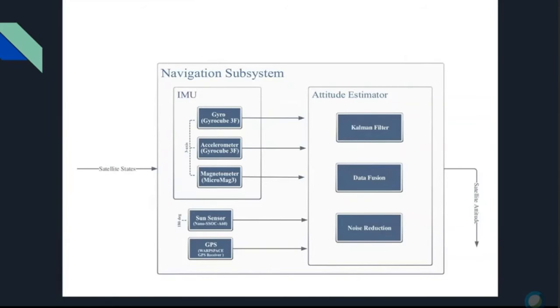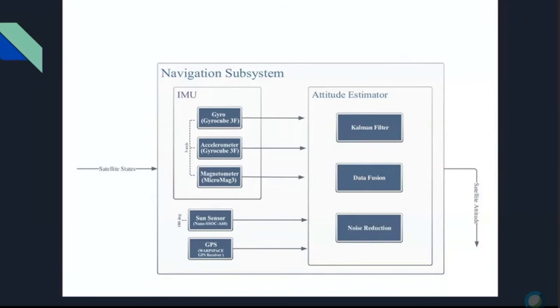Okay, so we see here the navigation subsystem. This subsystem aims to calculate and provide an estimation of the satellite's orientation with respect to Earth, Sun, or any other reference points that we have in space, such as stars too. The estimated attitude will be used as input for the guidance and controller subsystems. It's made up of the IMU and the attitude estimator block.